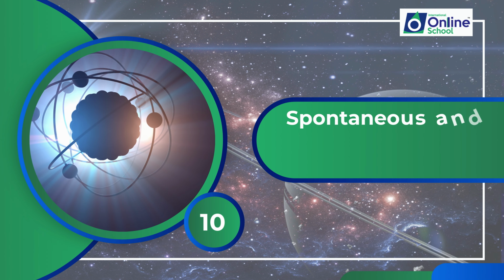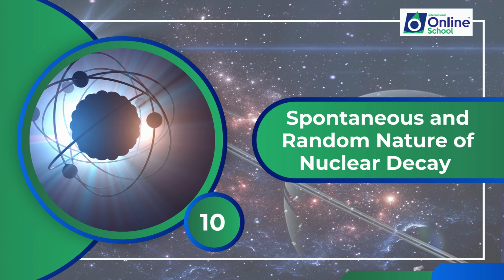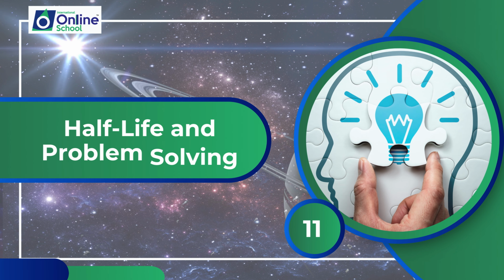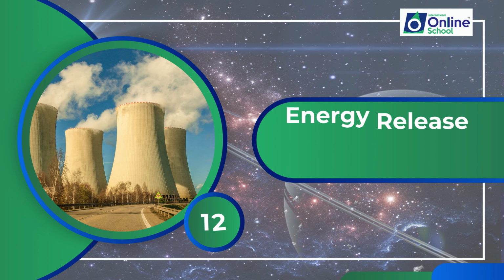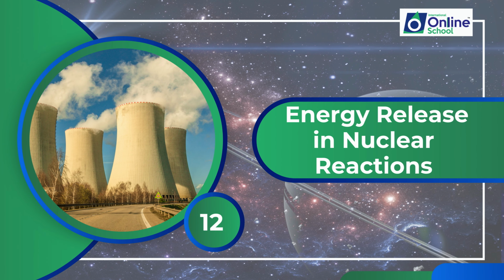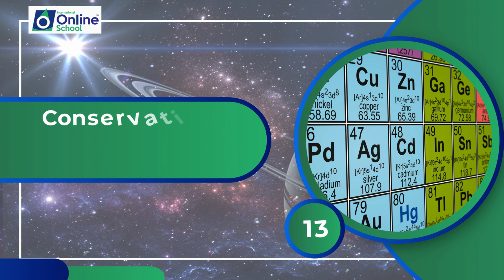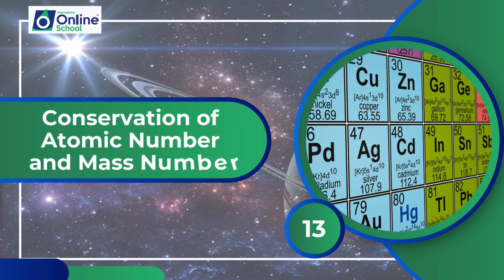In this lesson, students will identify the spontaneous and random nature of nuclear decay. Students will describe the term half-life and solve problems. This lesson involves understanding the concept of half-life and its application in quantifying the decay of radioactive substances. In the next lesson, students will determine the release of energy from different nuclear reactions. Students will explain that atomic number and mass number are conserved in nuclear reactions.